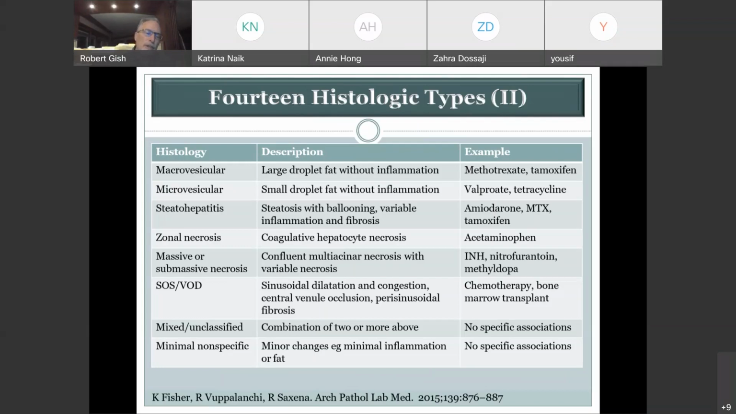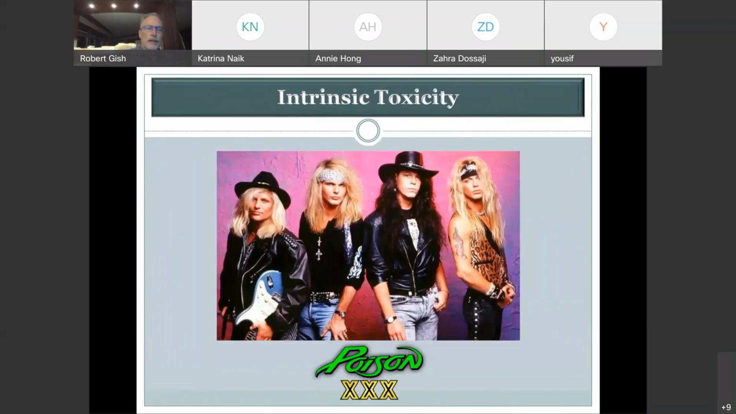We mentioned VOD-SOS, sinusoidal obstructive syndrome from a chemotherapeutic agent. So lots to look at, lots to think about, and maybe poison has some intrinsic toxicity, I would say. Listen to this group, so crazy.